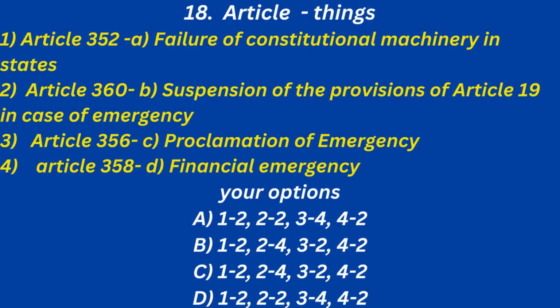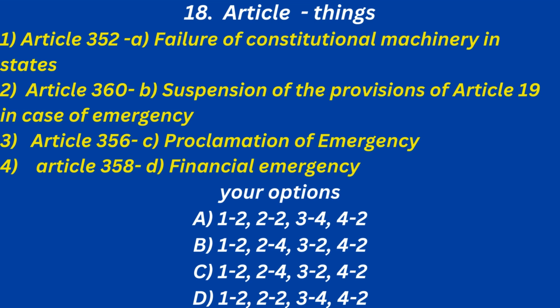Match the following. Article, Thing. 1. Article 352A. Failure of constitutional machinery in states. 2. Article 360B. Suspension of the provisions of Article 19 in case of emergency. 3. Article 356C. Proclamation of emergency. 4. Article 358D. Financial emergency.